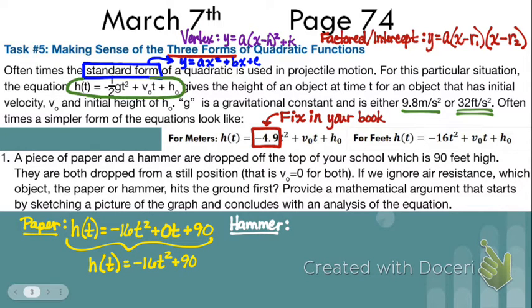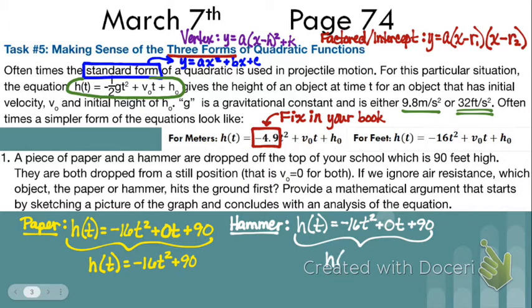So what about with the hammer? It's the exact same thing. We still have gravity acting on it: -16t squared. I didn't put any force behind it, so its initial velocity was 0. And the height is 90, so it cleans up exactly the same way.